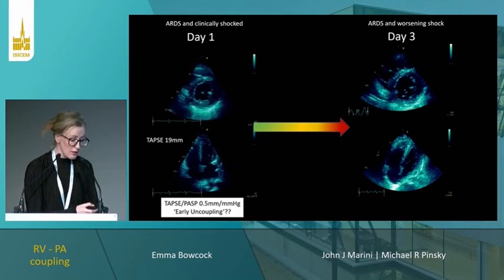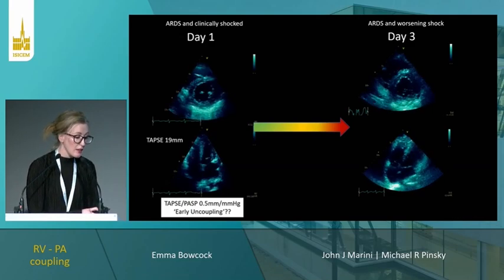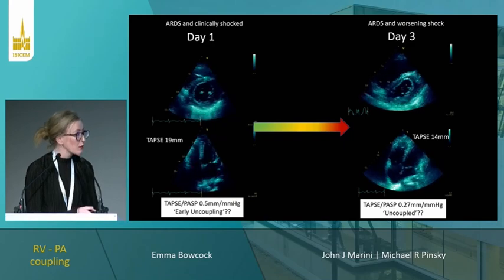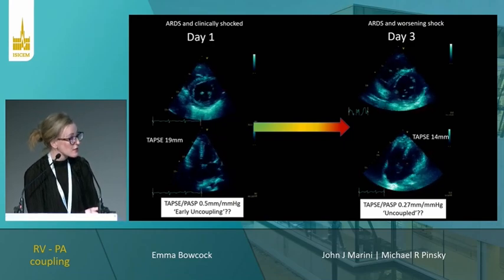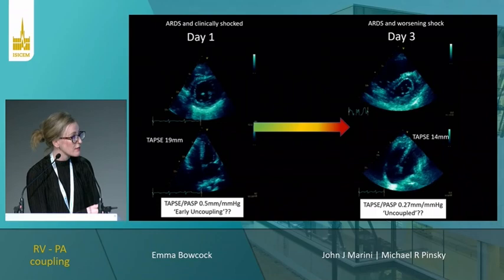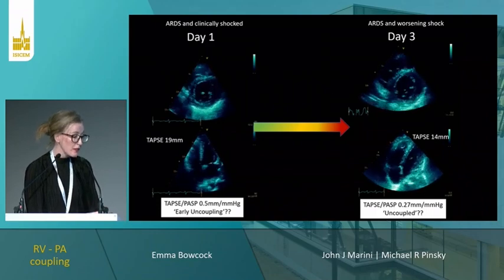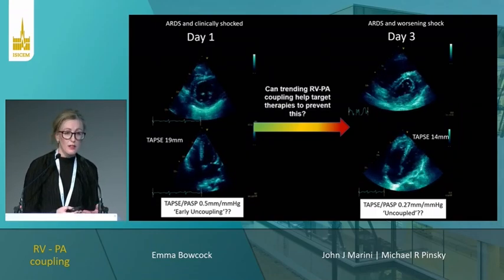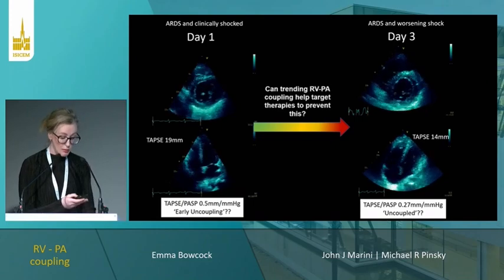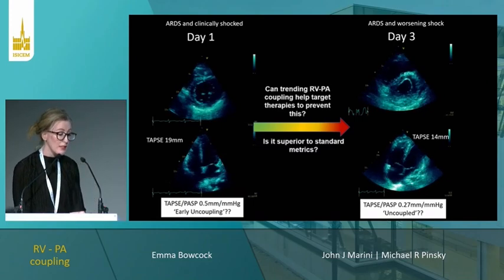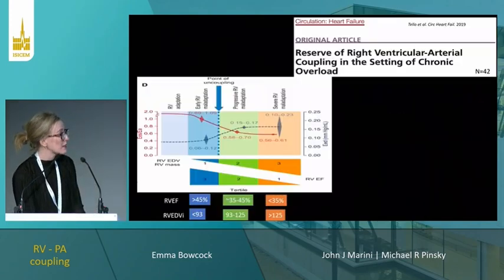And the question as clinicians at the bedside is, can we prevent this uncoupling? We can see the TAPSE ratio significantly decreases, in fact halves, while the TAPSE goes down only a little bit. Can we prevent some of this RV failure progression by trending these metrics at the bedside? And are they superior to standard metrics?